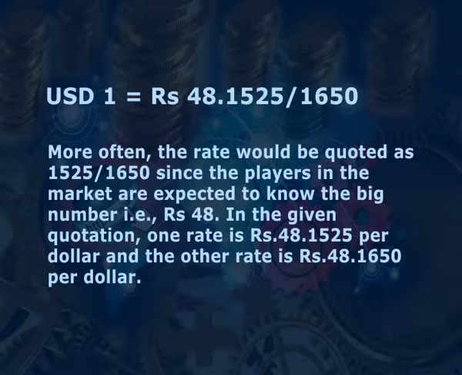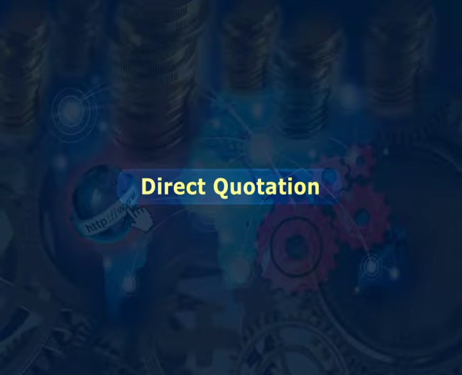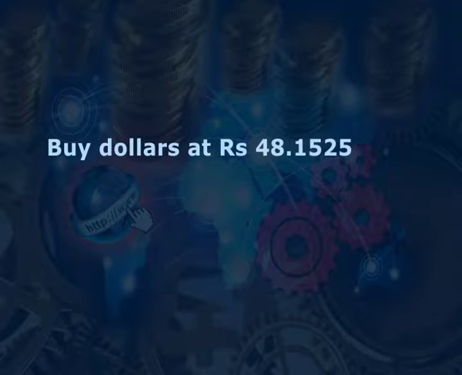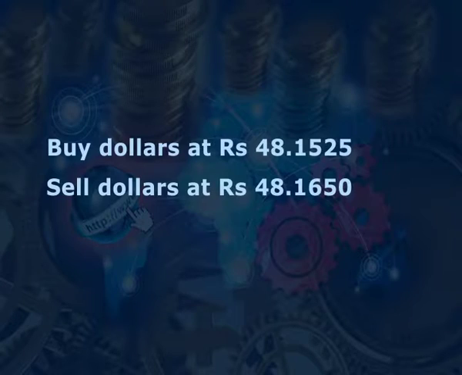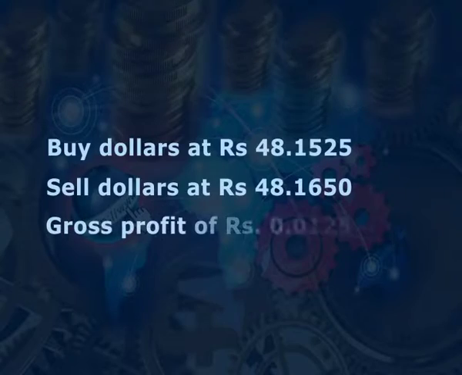In the given quotation, one rate is rupees 48.1525 per dollar and the other rate is rupees 48.1650 per dollar. Now, talking about direct quotation, it will be obvious that the quoting bank will be willing to buy dollars at rupees 48.1525 and sell dollars at rupees 48.1650. If $1 is bought and sold, the bank makes a gross profit of rupees 0.0125.